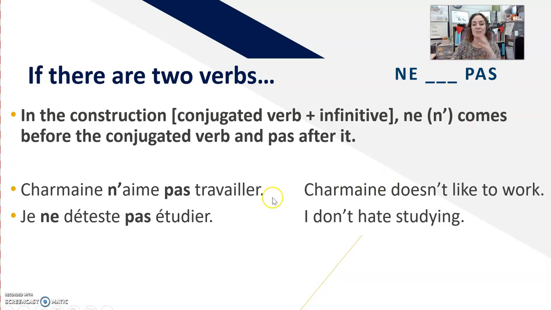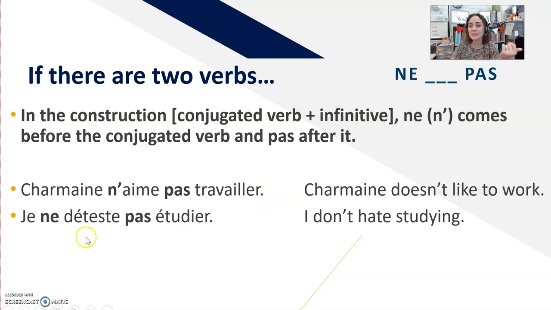So if I wanted to say Charmaine doesn't like to work, I'll put ne pas around the one that's conjugated, aka the one that has a different ending. And I won't put ne pas around er, around the infinitive, the unconjugated verb. So Charmaine n'aime pas travailler. Charmaine does not like to work.